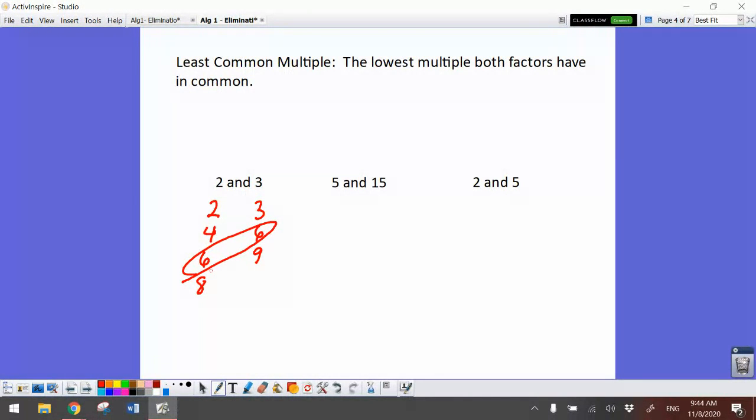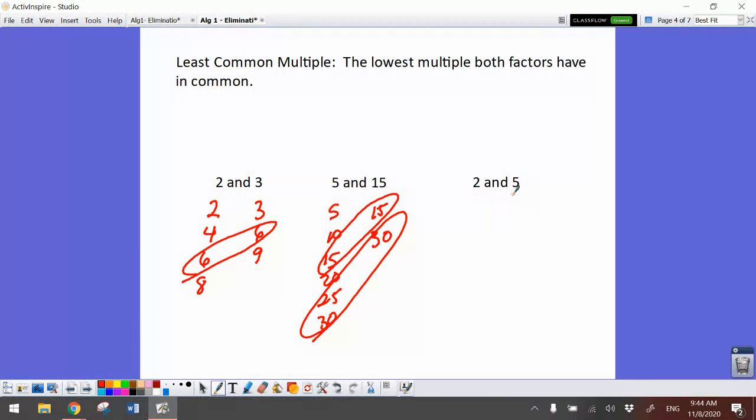So in this case, if I count by twos, 2, 4, 6, 8, and 3, 6, 9, I see they have a 6 in common. If I count by fives, 5, 10, 15, 20, and I count 15, 30, I see that they have 15 in common. Now, I could keep going, and I see they also have 30 in common. So I could use either one, but keep in mind, the bigger number you use, the bigger the numbers in your problem. So smaller is always better.